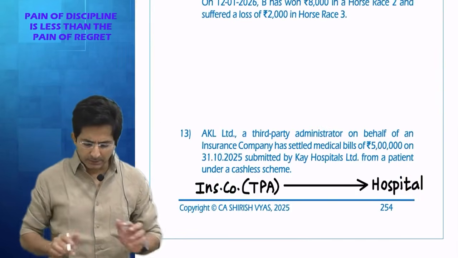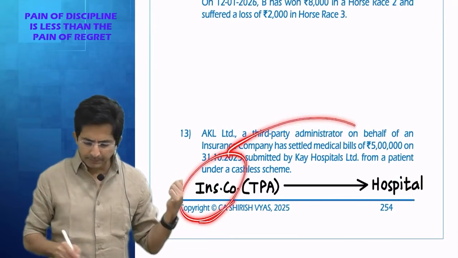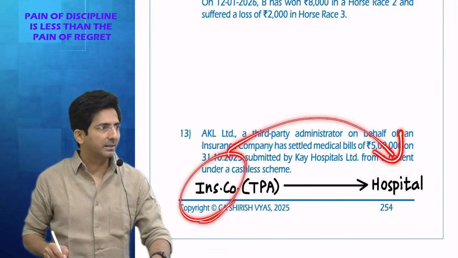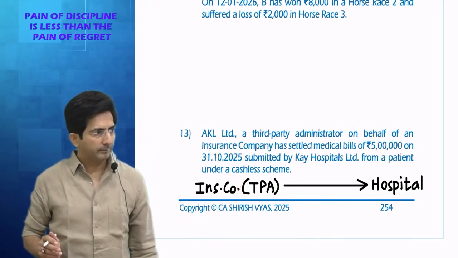But here the question says what? The patient was insured. The insurance company is making the payment to the hospital. Then for the insurance company, it's not a personal transaction. It's an official deal. So TDS will come under 194J.